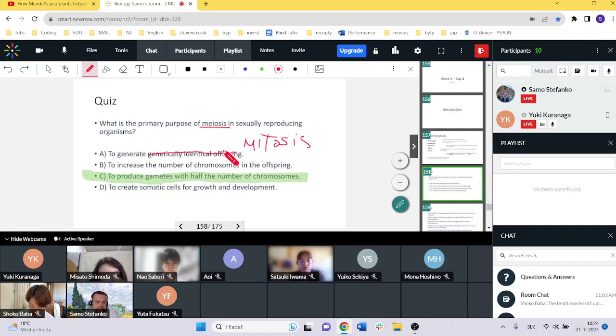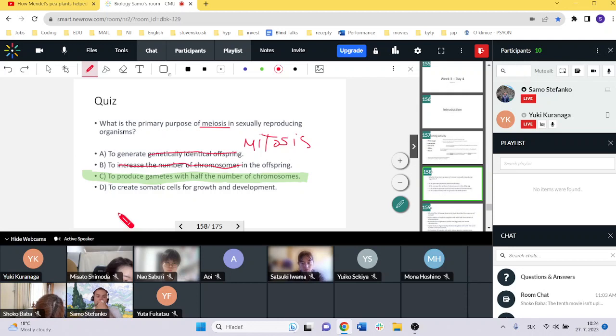To increase the number of chromosomes is not correct. Perfect, great. We're not increasing the number of chromosomes because this would already be a numerical mutation in the cells, so there will definitely be some physical or health conditions which would be different compared to a healthy patient or a healthy individual, let's say. What about D?